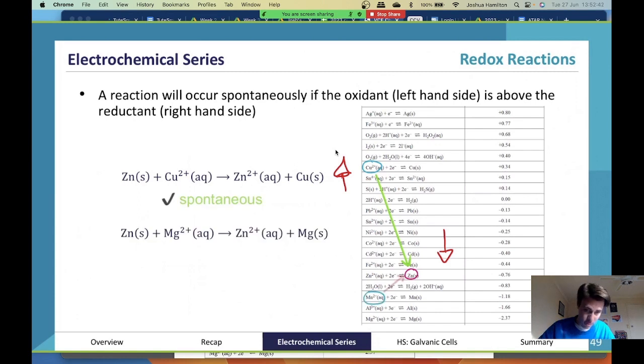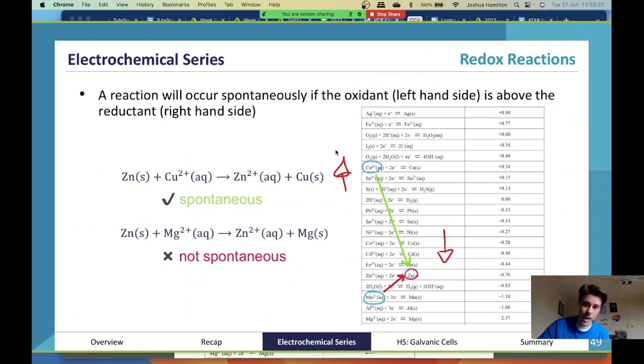Now, if I were to use this equation here, going back, I've got Zn solid plus Mg2+ goes to Zn2+ plus Mg solid. This is also a redox equation, but as you can see here, my Mg2+ is below my Zn solid. So not only am I looking the other way, I've got a weak oxidant and a weak reductant. It's not going to work. So this is not spontaneous. This will not work. So it's really important to understand that when we look at redox and overall reactions, they only occur if you've got a top left and a bottom right.